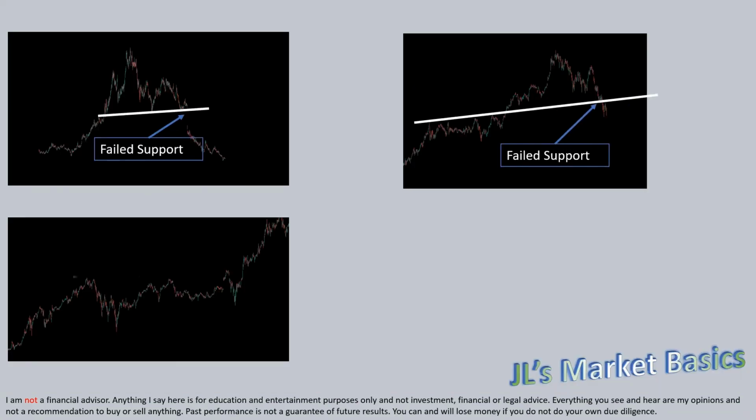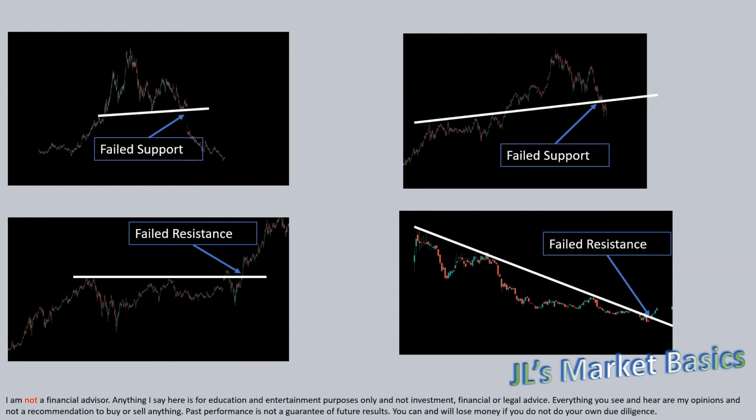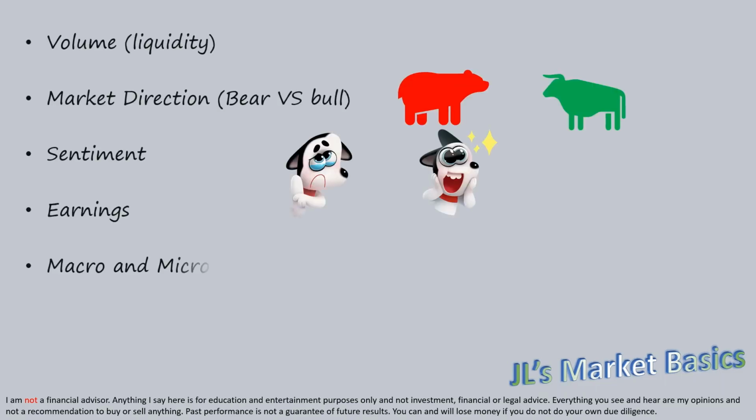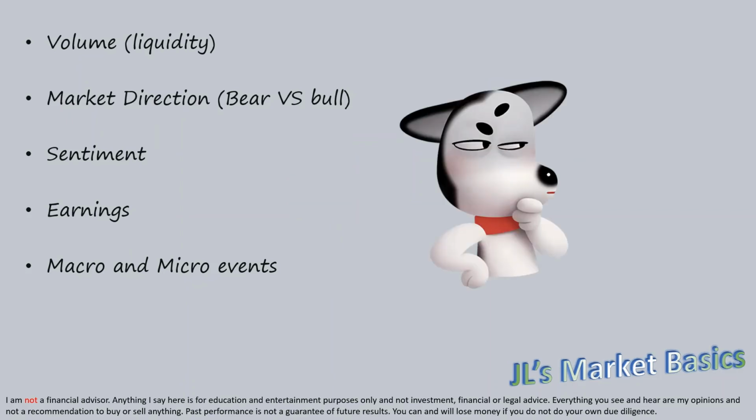It is important to note that not all support or resistance levels will hold every time. As a trader, it is important to look beyond just support and resistance levels or zones. Volume, market direction, sentiment, earnings, macro, and micro events can help price push through a support or resistance zone. It is important to fully evaluate and weigh out the potential risk and probabilities of a strategy when using support and resistance levels to enter or exit a trade.